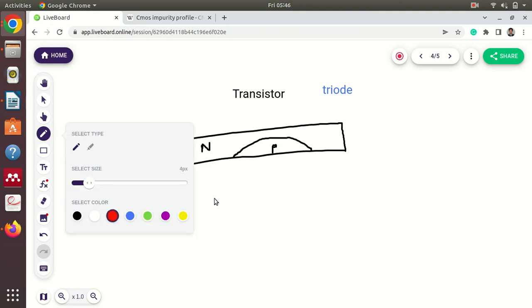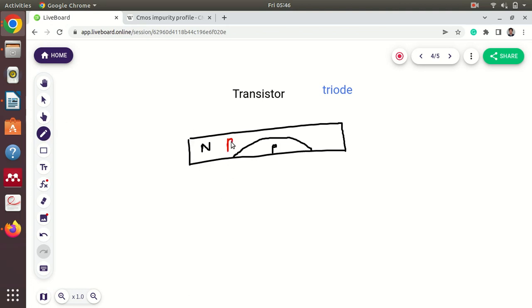Sometimes it is reverse, so sometimes this is p and this is n. What we do here, we draw three connections from here, one here and one here. This is the basic block diagram. There are names for these. One is called source, one is called gate, and one is called drain.